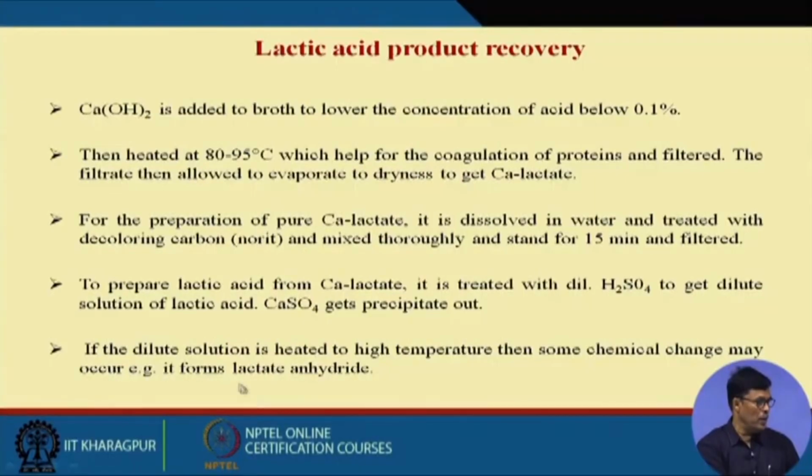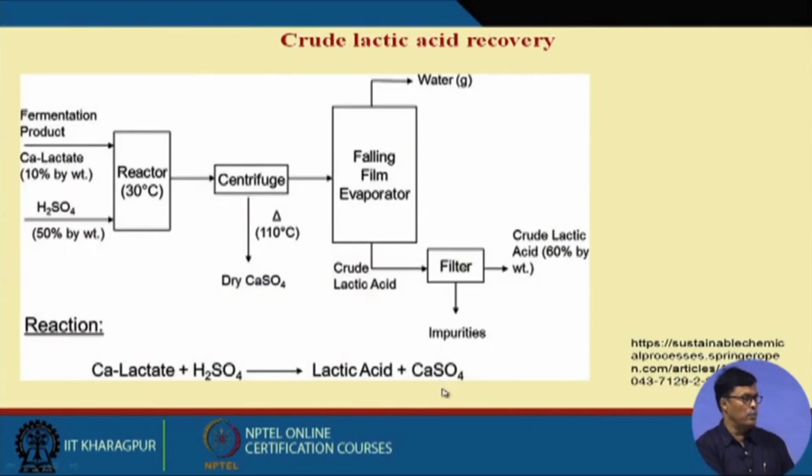And then the dilute solution is heated to high temperature, then some chemical changes may occur and it forms the calcium anhydride. So, if you use a very high temperature, again you will get a different product, the lacto, which is not desirable. Now, let us see how lactic acid is produced.